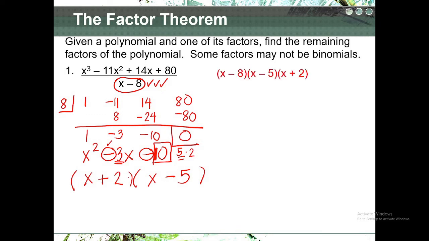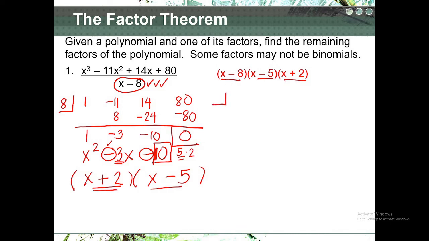Therefore, our factors are x minus 8. There you go. X minus 5. There you go. And x plus 2. There you go. Now, sir, are you sure that x plus 2 and x minus 5 are really factors of the polynomial? Okay. To check whether they are both factors, let's use synthetic over them.